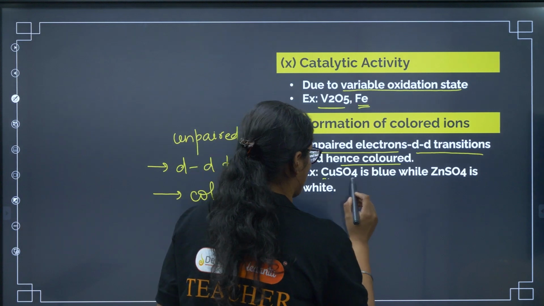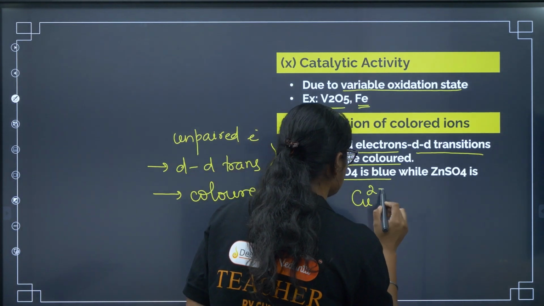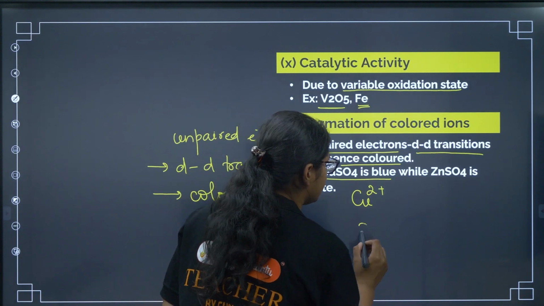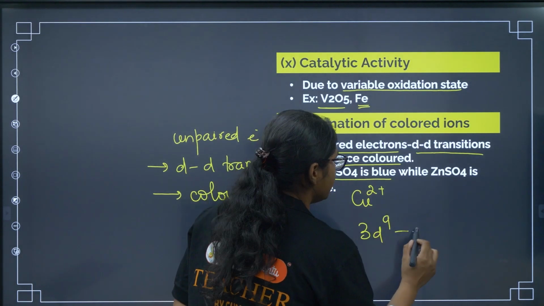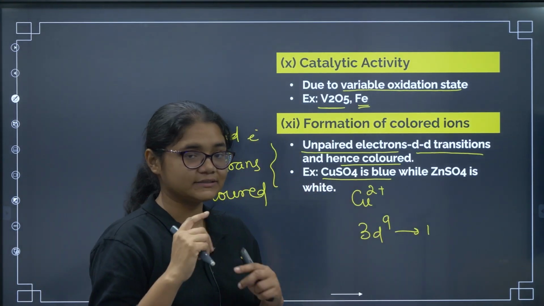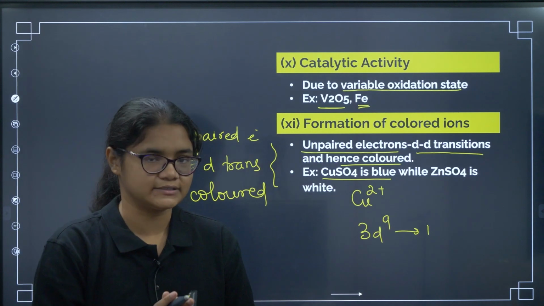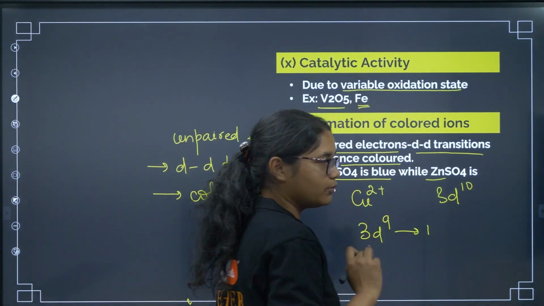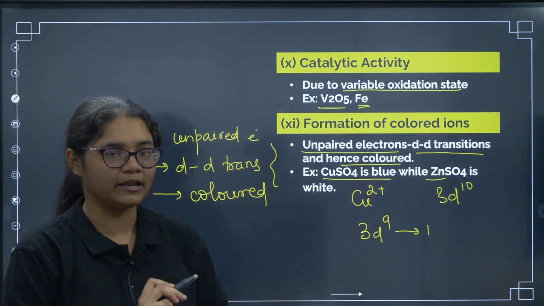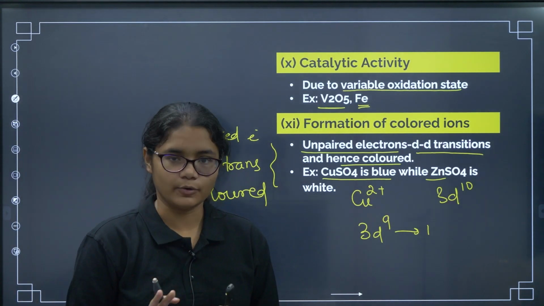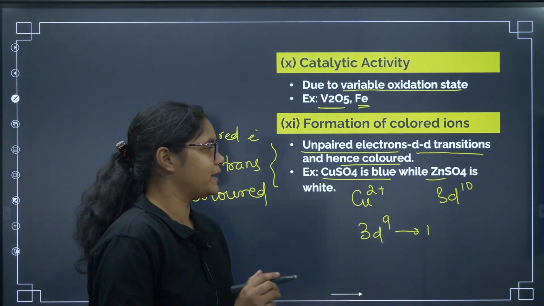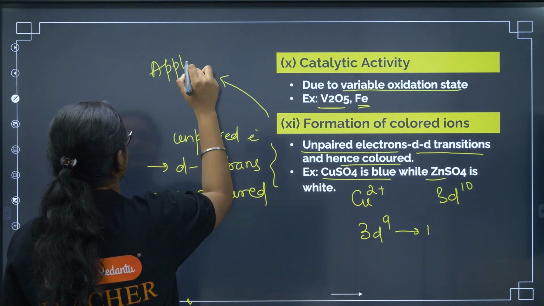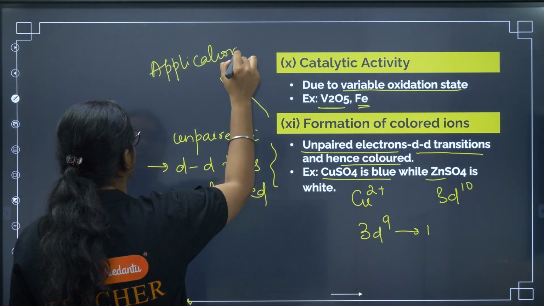So here one example, copper 2 plus. In copper sulfate, copper is in +2 state. Copper 2 plus has the electronic configuration 3d9. It has 1 unpaired electron, so this 1 unpaired electron can undergo d-d transition. Now if you see Zn2 plus, it is 3d10, no unpaired electron, so it cannot show you color. That is why it is white in color. Okay, so here also you can expect some application based question. So prepare this topic properly.